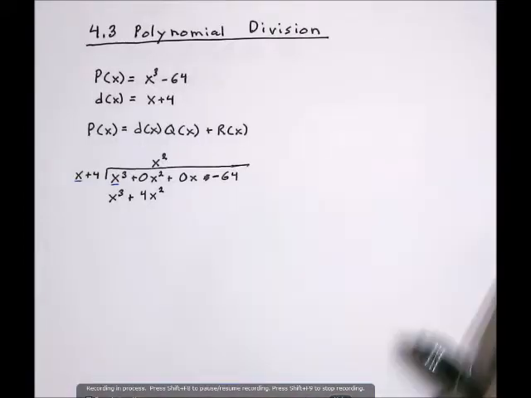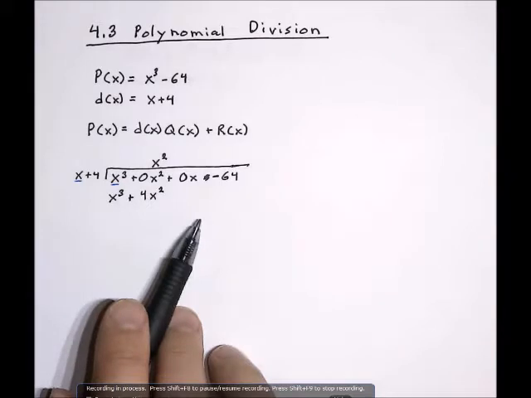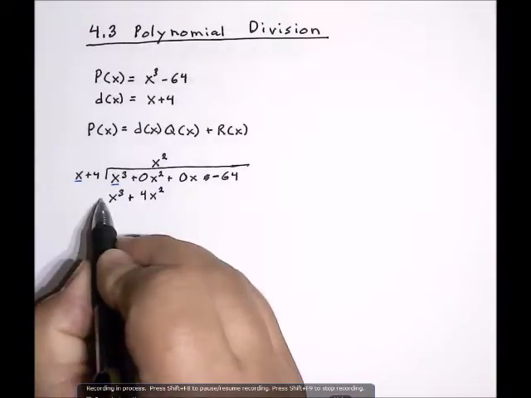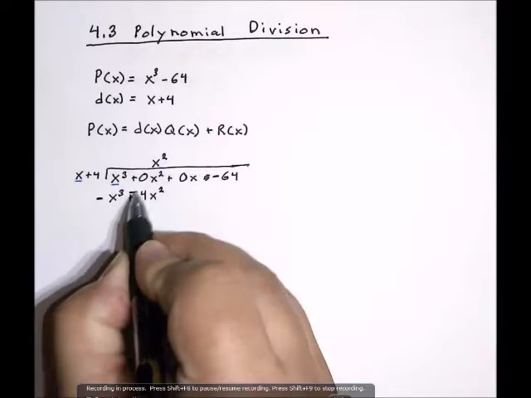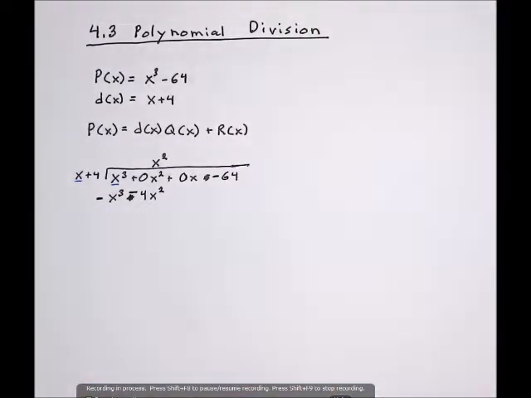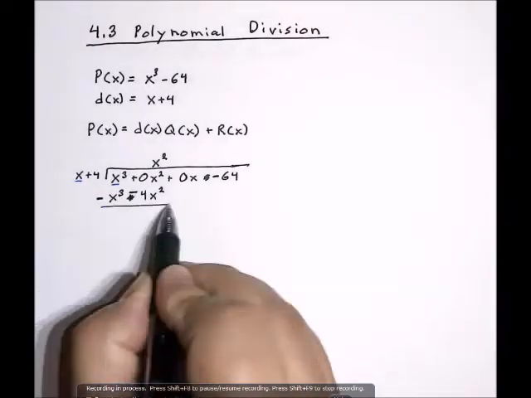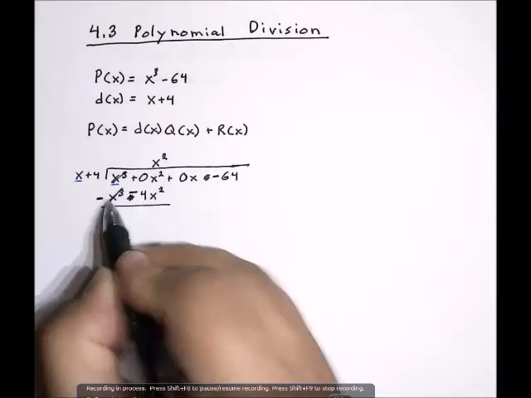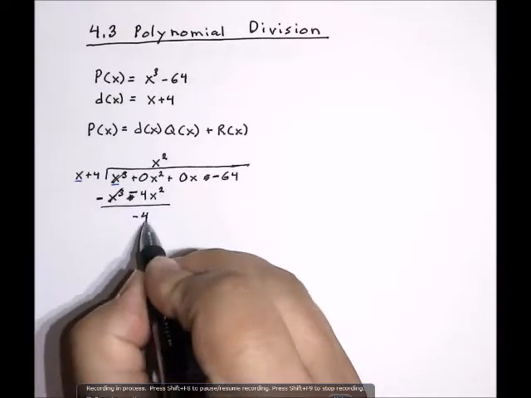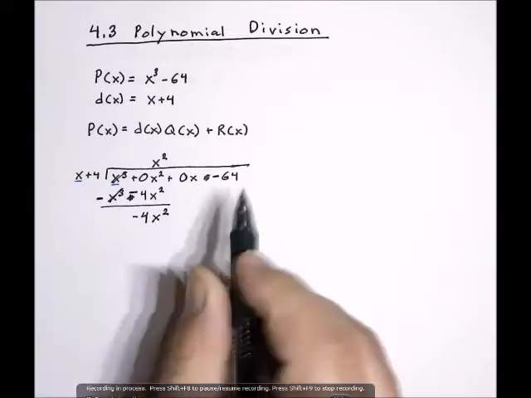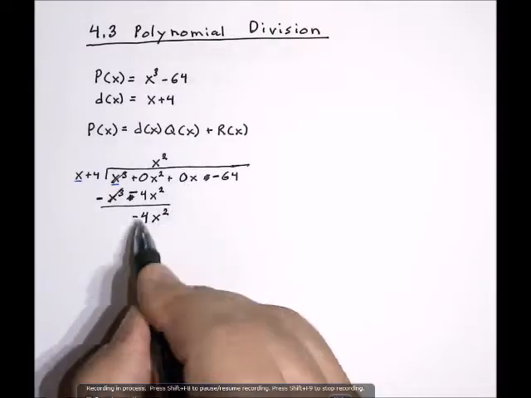Now your text says subtract at this point. I like to make it even a little bit simpler and do it in 2 steps. So the first step is going to be to change the sign on everything you've got and then add them together. Your first term should always cancel out. And then I'm going to bring down the next term so I have as many terms here as I have here.